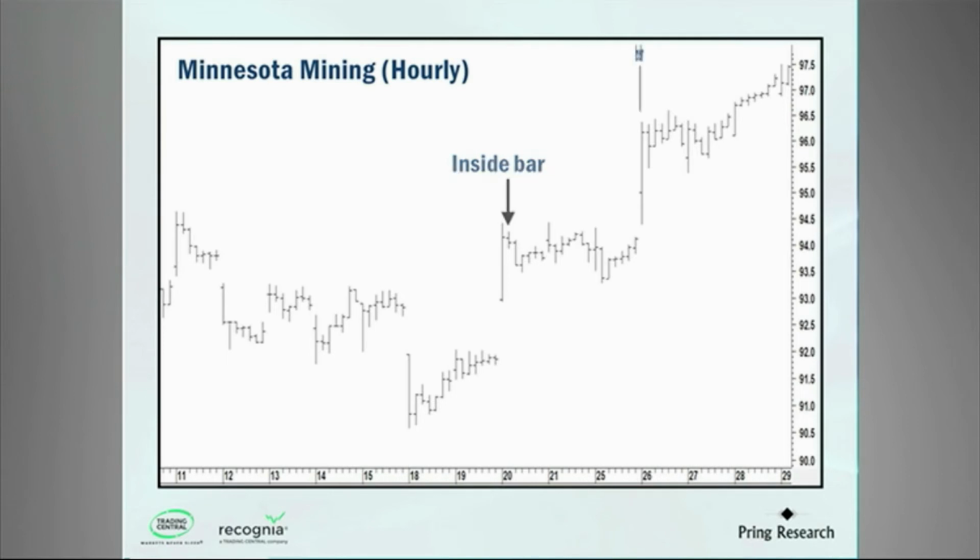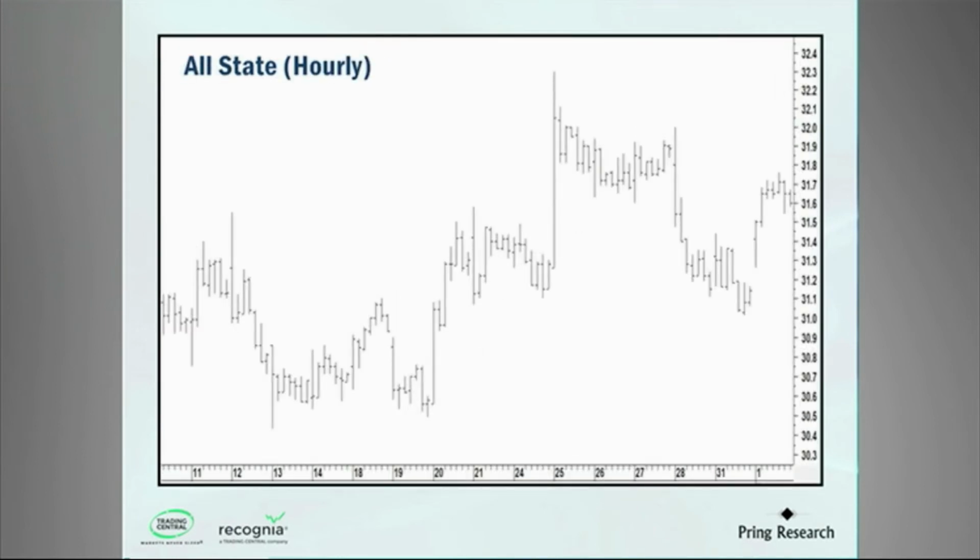Finally, this inside bar was basically followed by a consolidation, although a couple of bars did touch new highs temporarily. Here we see another inside bar, this time for Allstate, again followed by a consolidation. Another inside bar appears after this extremely sharp run-up, and this is followed by a trading range.